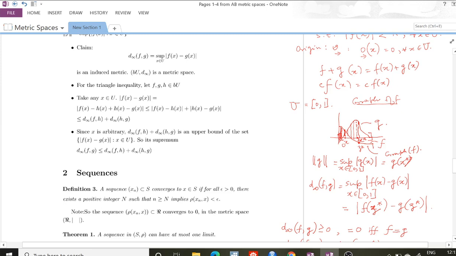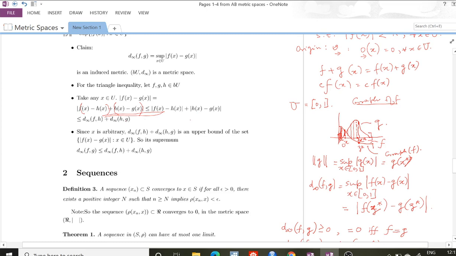So this will be less than or equal to |f(x) - h(x)| plus |h(x) - g(x)|, right? And this |f(x) - h(x)| must be less than or equal to the distance between f and h, because this distance is the sup over all of these as x varies across the domain U. And similarly, |h(x) - g(x)| will be less than or equal to the distance between h and g.